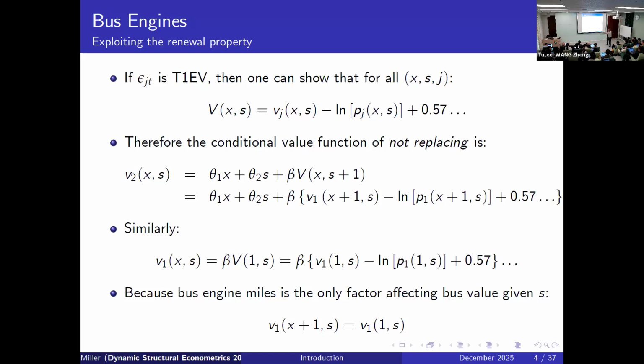So in this case, it doesn't matter whether you've got X plus 1 miles on it or 1 mile. If you're replacing, the conditional valuation function is the same. And that is nice because that means you can look at this one and subtract this one and really simplify what's going on, because this one is going to cancel with this. See that? And this one is also going to go. So when you're looking at V2 minus V1, you've got this stuff out here, and then you've got this log probability that you've got to worry about, and another log probability. But that's it.